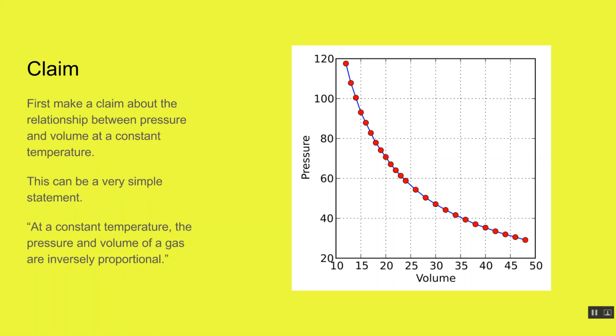It doesn't need to be anything fancy. In fact, we like concise writing in science, so you can make a very simple statement here. At a constant temperature, the pressure and volume of a gas are inversely proportional. There's your claim.